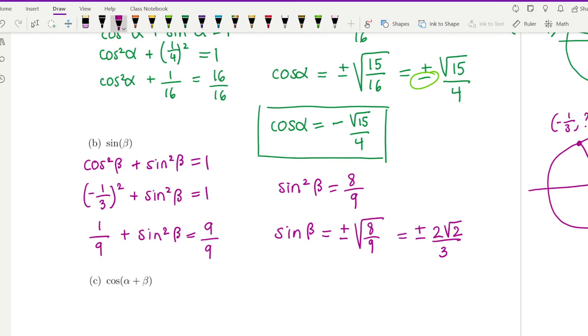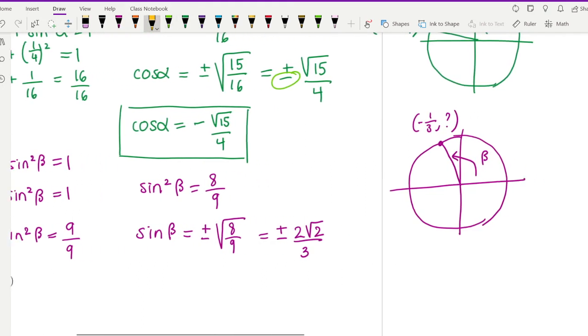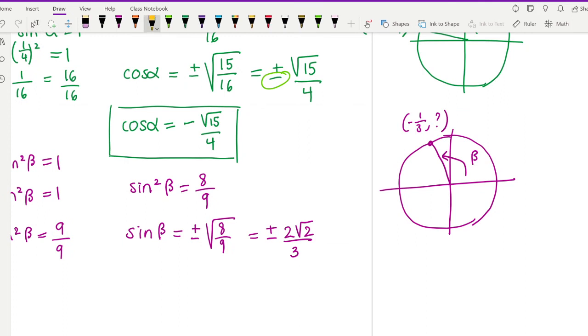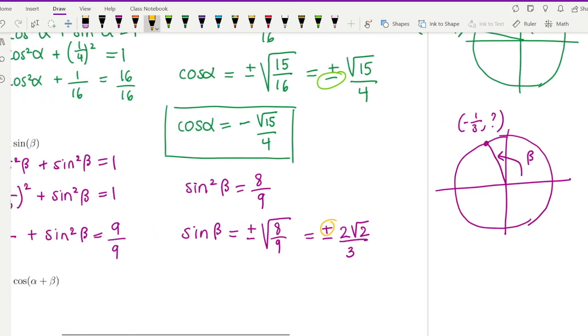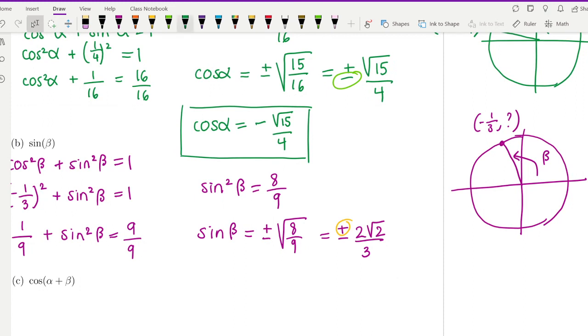And now again comes that decision of, is it the positive or the negative? Looking at where we are, because we're in quadrant 2, we can tell the y-coordinate should be positive, right? Because this point is above the x-axis. And so that means our answer is the positive one. So our final answer is that sine of beta is equal to positive 2√2/3.